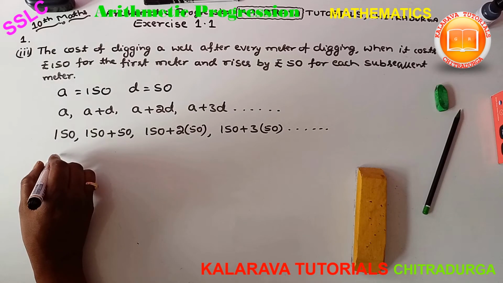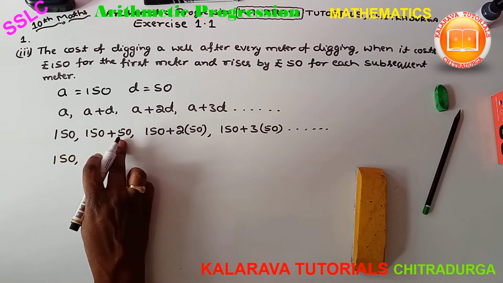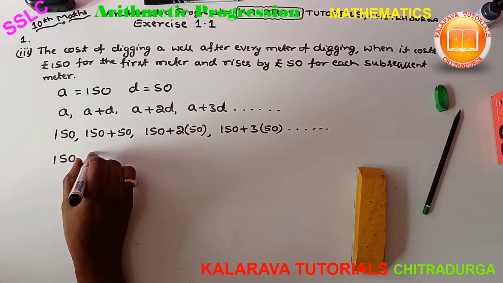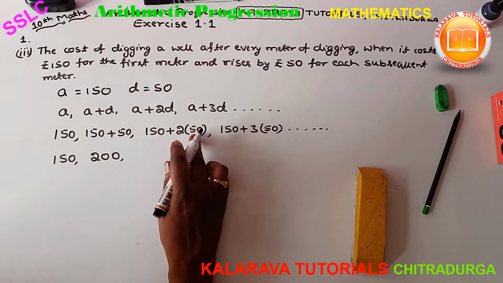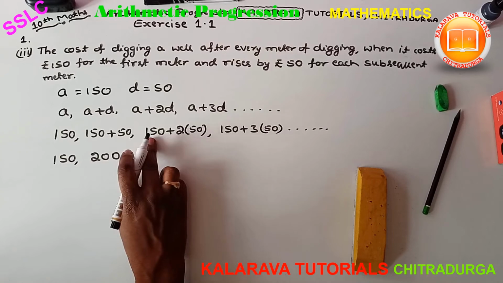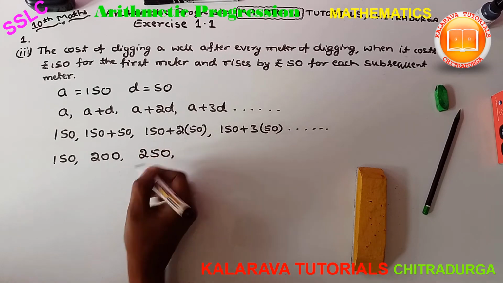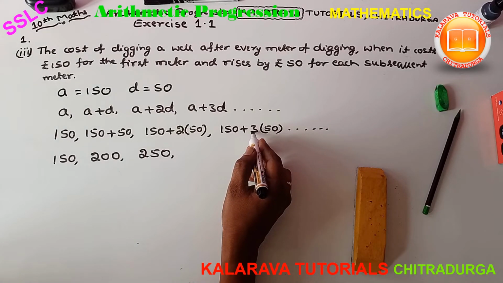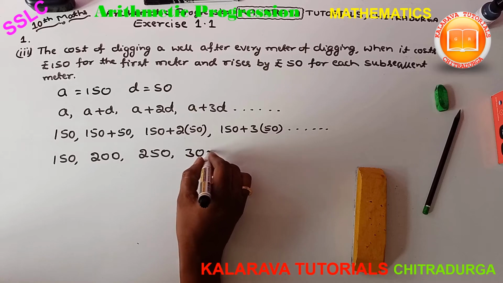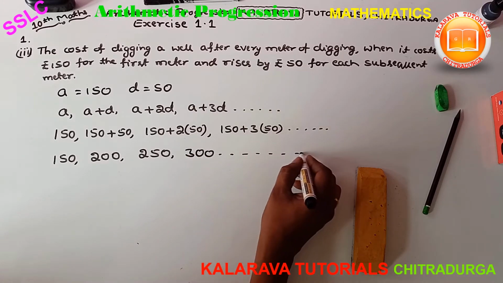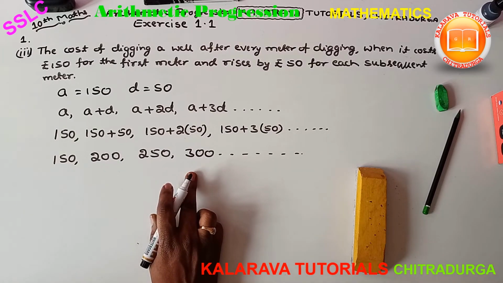Now simplify this. The first term is 150, and 150 plus 50 gives rupees 200. 50 into 2 gives 100, and 100 plus 150 gives the third term as rupees 250. 50 into 3 is 150, and 150 plus 150 gives 300, and so on. For this problem, these are the terms of the arithmetic progression.